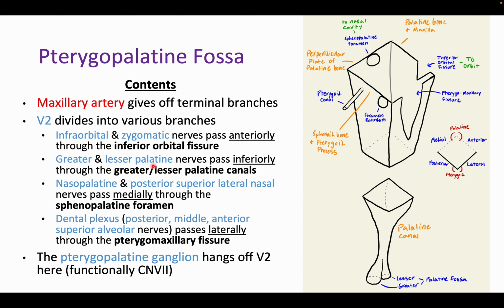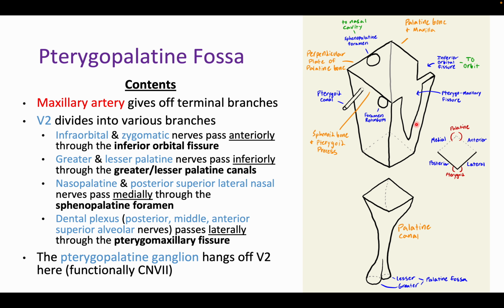We're also going to have the greater and lesser palatine nerves, which are going to pass inferiorly down here through the greater and lesser palatine canals. So it's going to pass through the palatine canal, and there's going to be a separate opening for each of them, greater and lesser. The nasopalatine and the posterior superior lateral nasal are going to pass medially through the sphenopalatine foramen. So that's going to the nasal cavity. And that makes sense because we have nasal. And then finally, the dental plexus, and that's going to be our posterior, middle, and anterior superior alveolar nerves. They're going to pass laterally and go out the pterygomaxillary fissure.